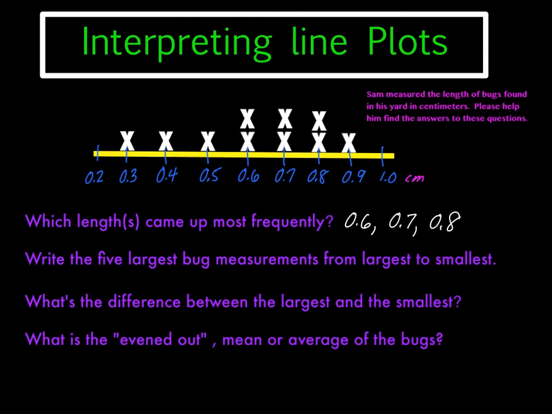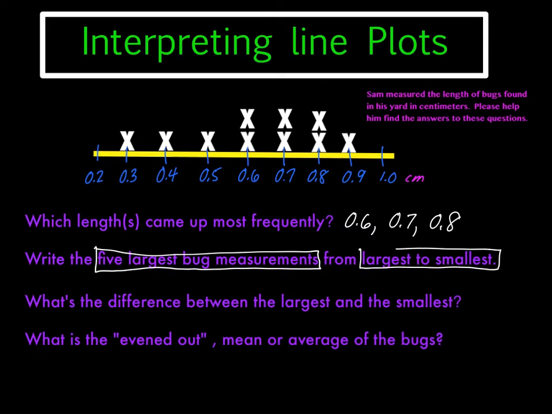All right, our next question says, write the 5 largest bug measurements from largest to smallest. Okay, there's a couple keys here to be successful. Here it says the 5 largest bug measurements, and then the other part is largest to smallest. So if we look, am I going to be doing all the bug measurements? No, I'm just looking at the 5 largest. So with that being said, I'm going to start at the far end over here, and I'm going to work my way backwards. So my largest bug looks like it measured in at 0.9.